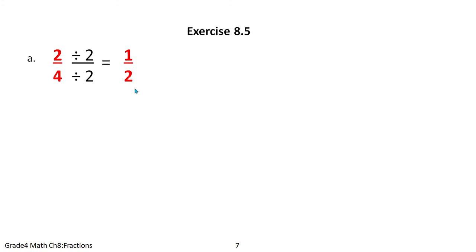Now let's check: do 1 and 2 have any common factors? No. So this is the simplest form. You have to reduce to the simplest form. Fine. So my sum is over here and I will say that 2 by 4 has the simplest form 1 by 2. Okay?